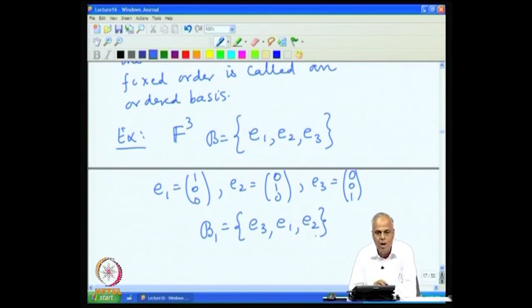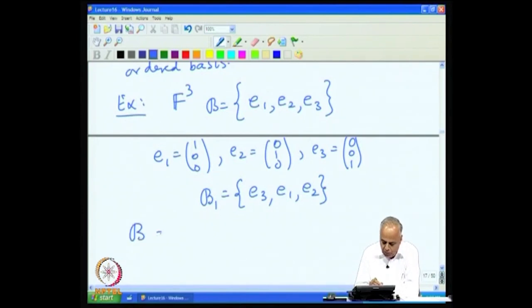this B1 as a set is the same as B. When are two sets equal? If every element of B is also in B1 and every element of B1 is also in B. Looking at it that way, these two sets are equal. So, B is equal to B1. These are the same basis.